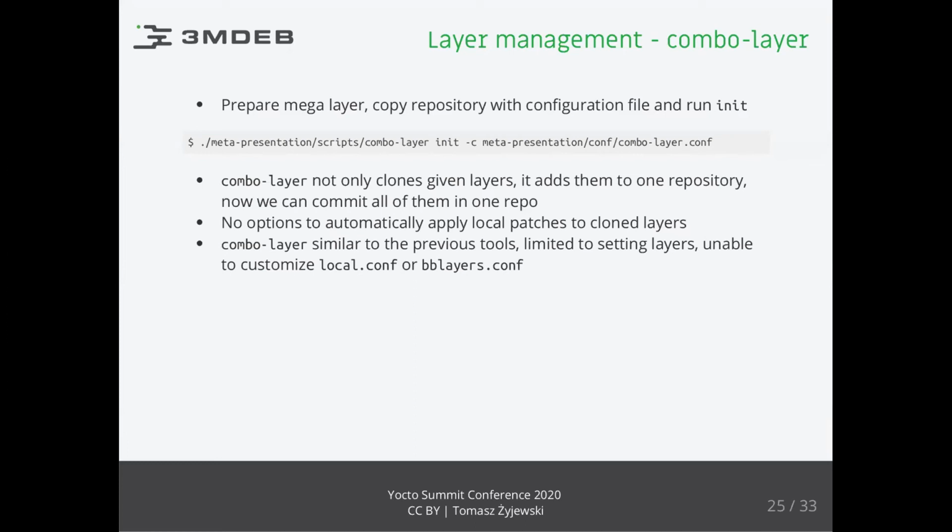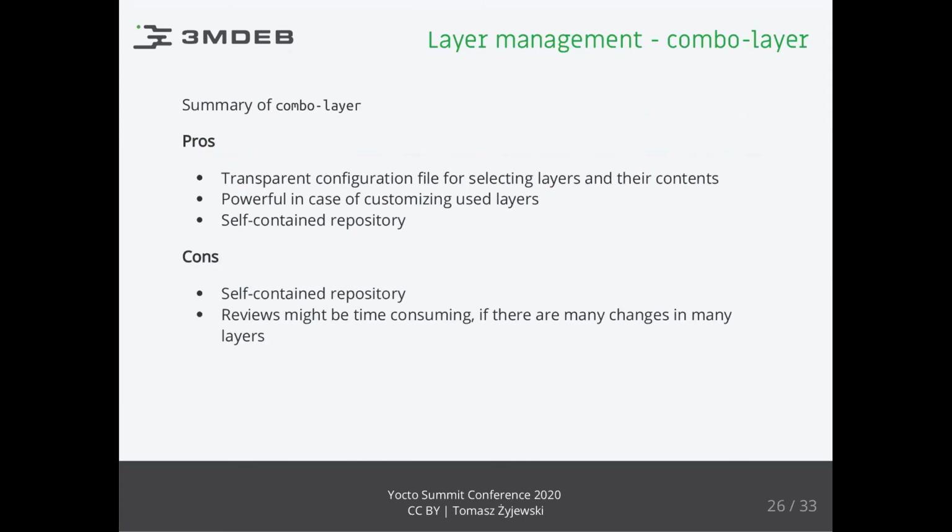Unfortunately, if we want to patch the selected layers in the next step, we still have to do it manually. There is no automatic option to apply local patches. And combo layer, similar to the previous tools, is also limited to preparing appropriate layers and metadata files. Using this tool, we are still forced to manually configure local.conf and bblayers.conf, as well as prepare the environment for build.